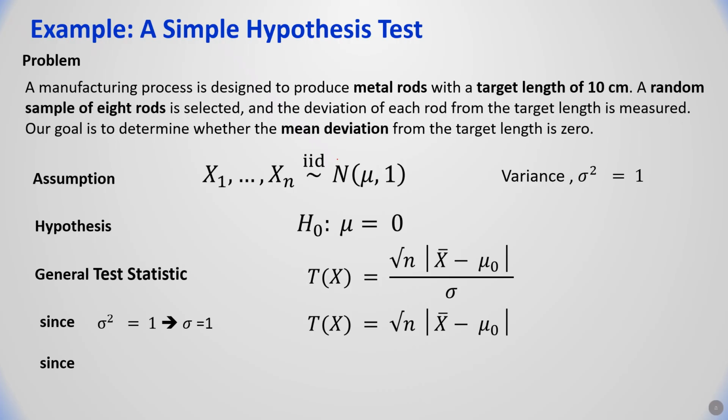Next, because the null hypothesis specifies that mu naught equals 0, the test statistic simplifies to the square root of n multiplied by the absolute value of the sample mean. Notice that we use the absolute value because this is a two-sided hypothesis test. A sample mean that is much larger than the hypothesized mean or much smaller than the hypothesized mean both provide evidence against the null hypothesis. In the next slide, we'll compute this test statistic using the observed deviations from the target length.